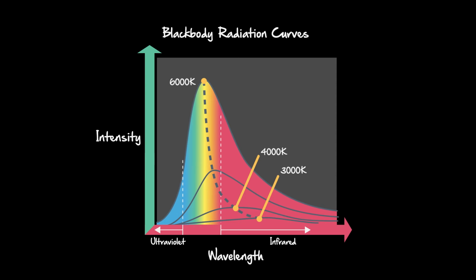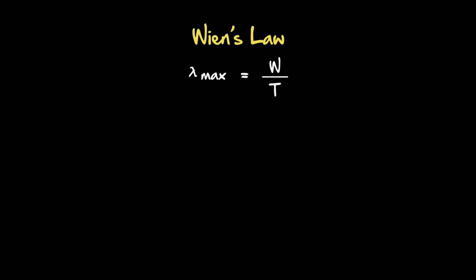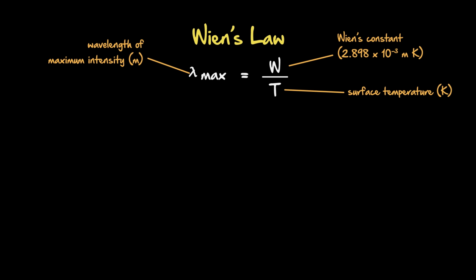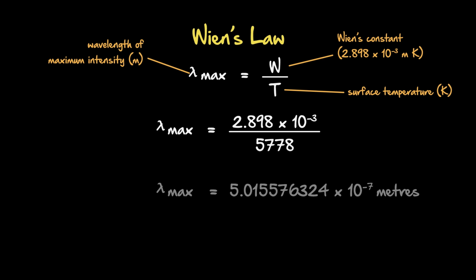Although a blackbody is a hypothetical concept, a star's radiation output closely matches a blackbody radiation curve. If the surface temperature is known, the dominant wavelength can be determined using Wien's Law, where the dominant wavelength is equal to Wien's constant divided by the surface temperature of the star in Kelvin. Our Sun has a surface temperature of 5,778 Kelvin. If this is substituted into the equation, we can determine that the wavelength of maximum intensity emitted from the Sun is approximately 502 nanometers, which is within the visible part of the electromagnetic spectrum.